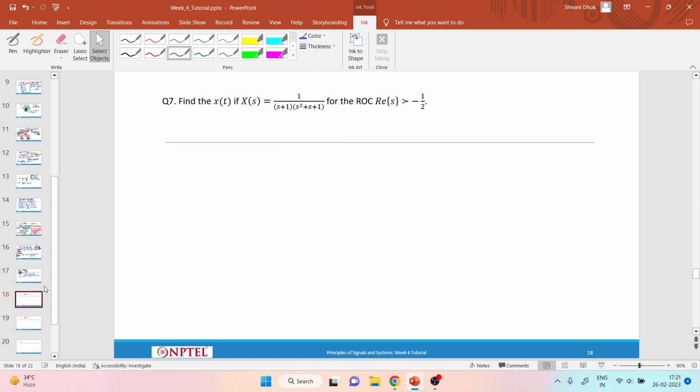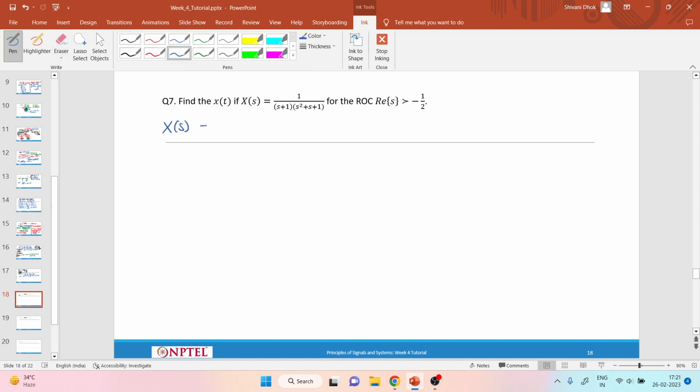So here, what we are having is something like this. I'm given a Laplace transform that is 1 upon s plus 1, s square plus s plus 1, and the region of convergence is given as real part of s greater than minus 1 by 2. So again, we'll first try to find the partial fractions for this.